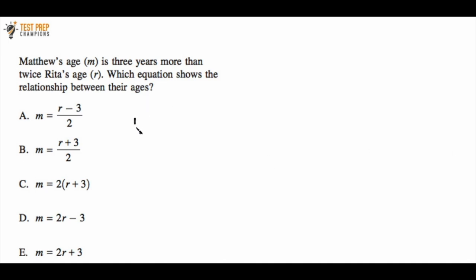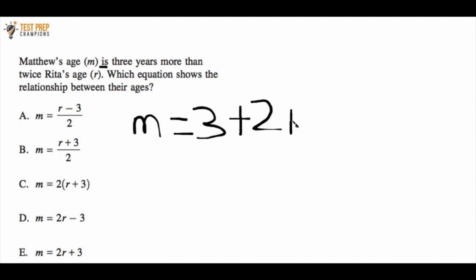Okay, so I'm going to start my equation with an M here, and the word "is" you can often translate into an equal sign. So it says Matthew's age is, that's why I'm going to put an equals right here, 3 years more than twice Rita's age. So 3 years, let me just put a 3 here, more than, I'm going to translate that into a plus, twice Rita's age. So twice means 2 times Rita's age, which is R. So this would be M equals 3 plus 2R: Matthew's age is 3 more than twice Rita's age.